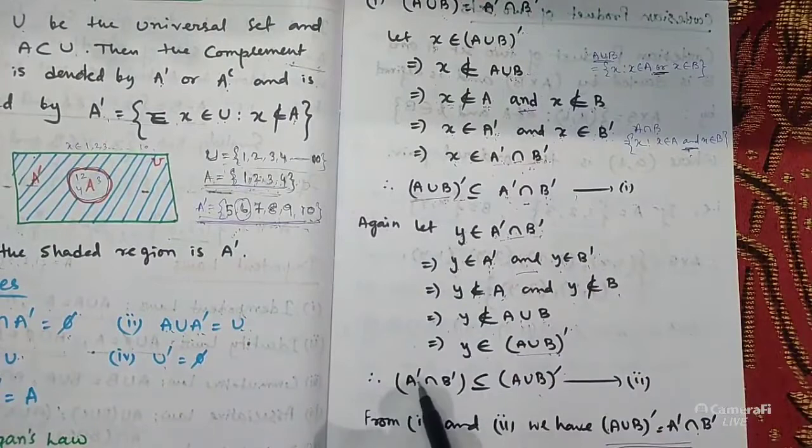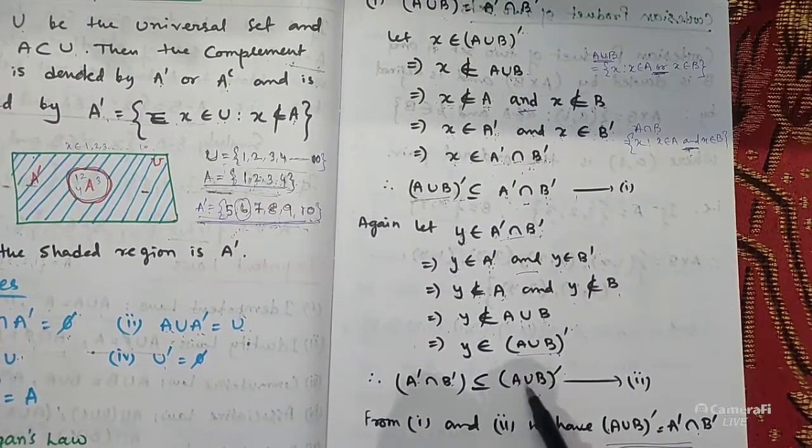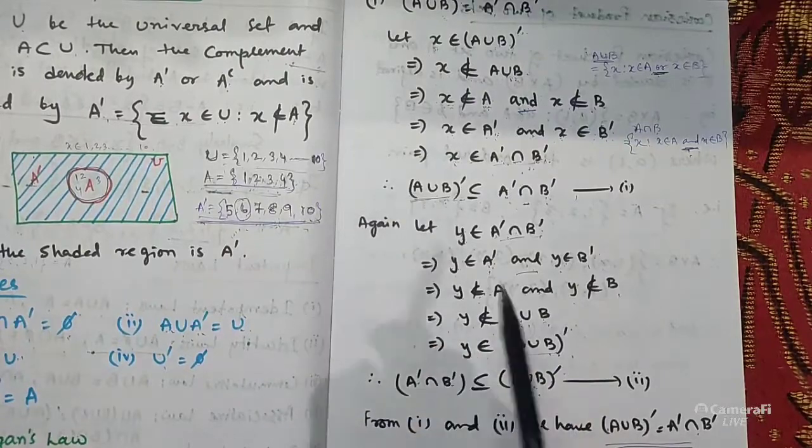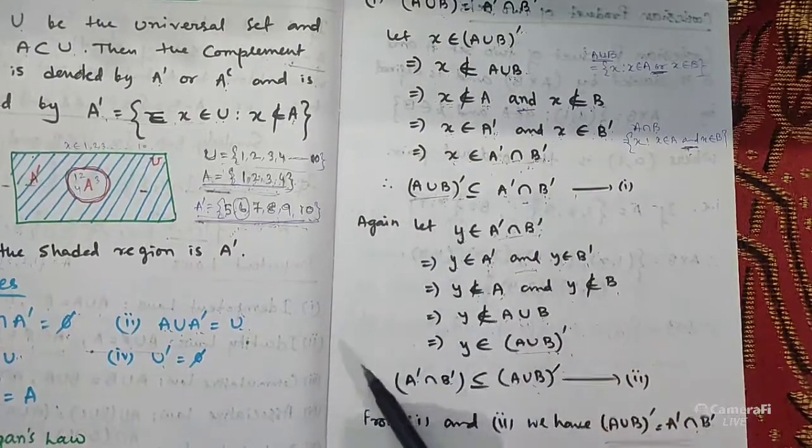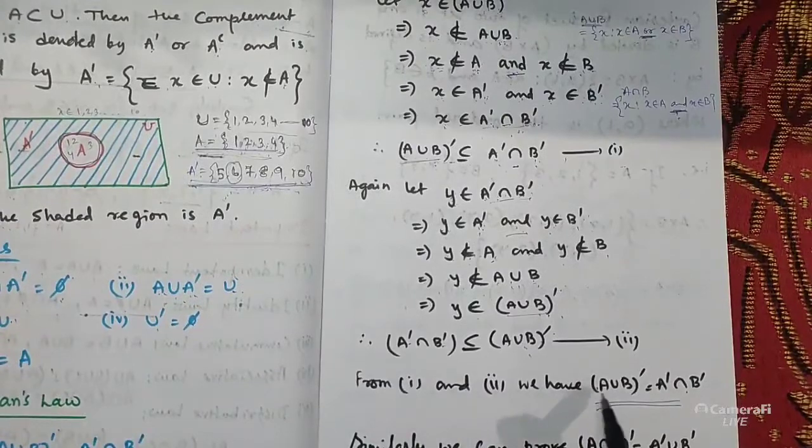Here we are taking A complement intersection B complement is a subset of A union B whole complement. This is possible only when both the sets are equal. So from 1 and 2 we can say that A union B whole complement is equal to A complement intersection B complement. So this completes the proof.